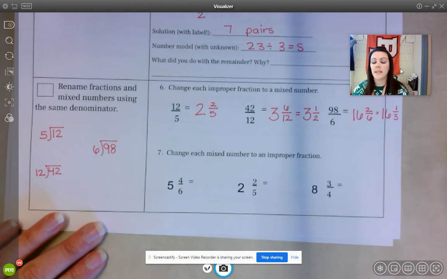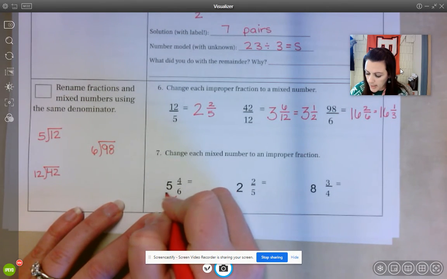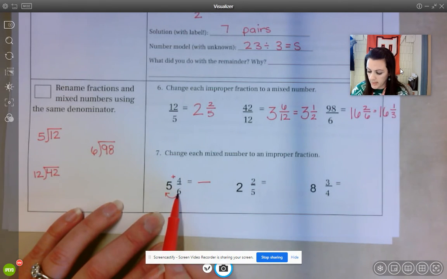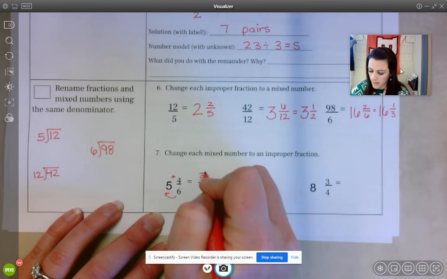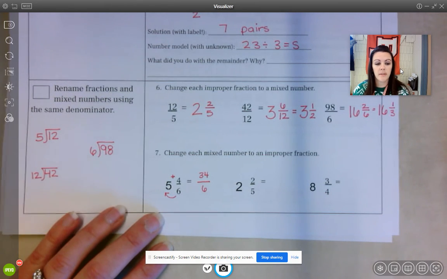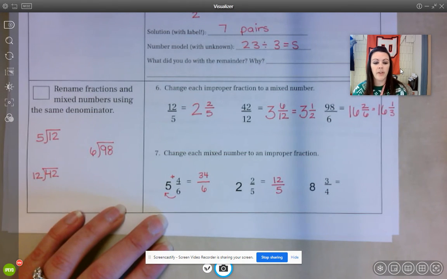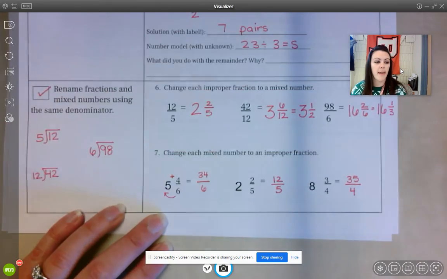All right, down here at the bottom, this is the opposite. Now we have mixed numbers and we're going to turn them into improper fractions. Remember that there are a couple of steps. We multiply, we add, and our denominator always stays the same. So for this one, I do 6 times 5, that equals 30, plus 4 more is 34. Denominator stays the same. What did you get for 2 2/5? It should be 12/5. And what do you get for 8 3/4? It should be 35/4. If you felt confident with those skills, hopefully you can put a check in that box.